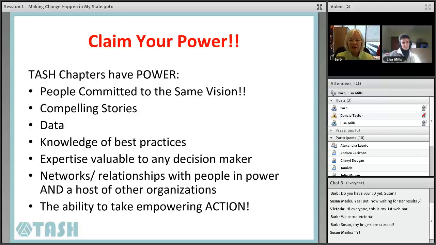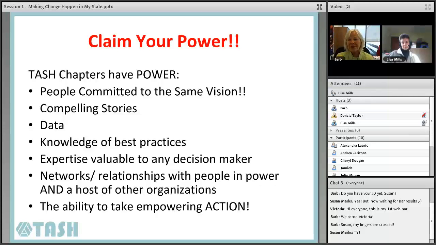We have knowledge of best practices. We have experts who are willing to speak about those best practices. We have expertise available to any decision maker on any topic related to this population of people. And we have networks and relationships with a broad swath of the disability community and other communities, such as the anti-poverty movement, who can be leveraged at the state level.